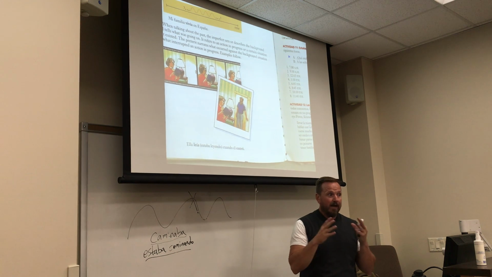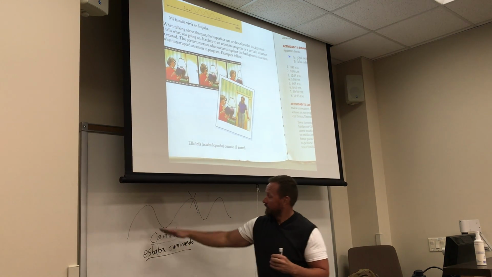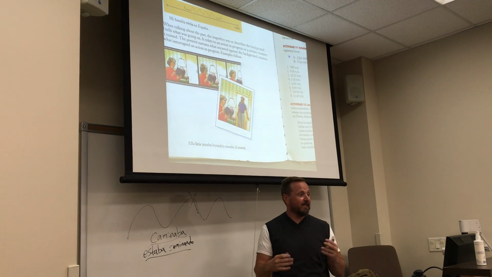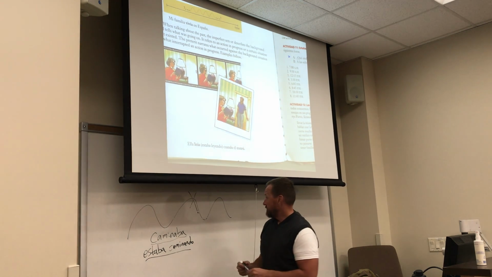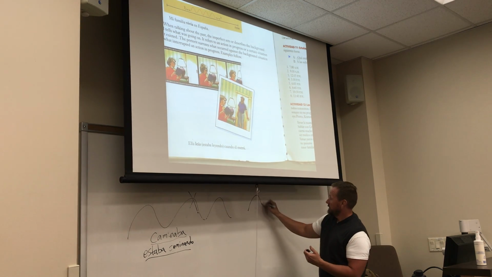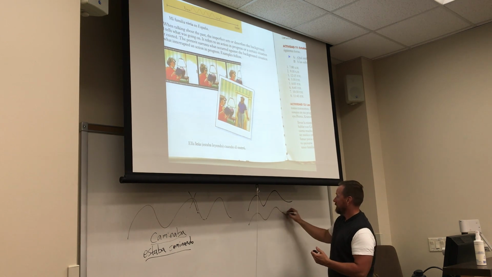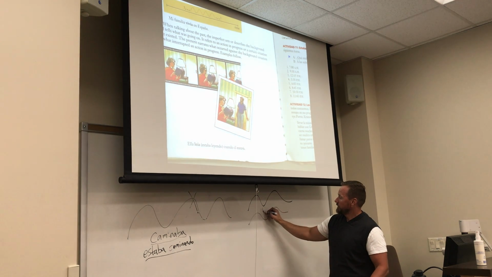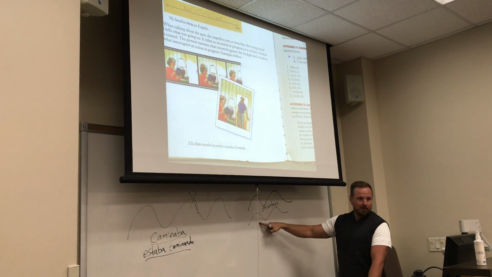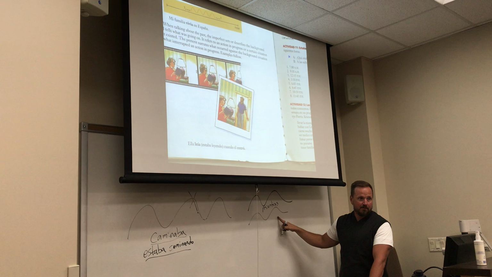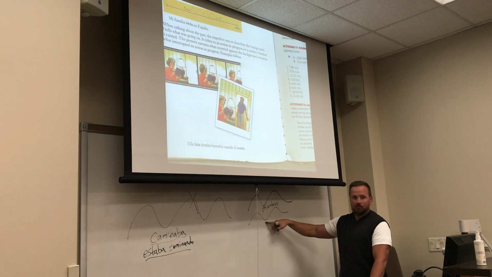You can also have both actions on the timeline taking place in the imperfect tense, which would be, on a visual, this was going on while this was going on. And usually the word "while" will be in there, mientras. Yo caminaba mientras mi perro corría. I was walking while my dog was running.